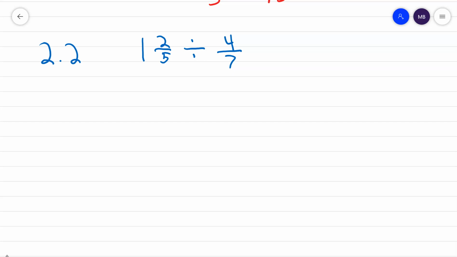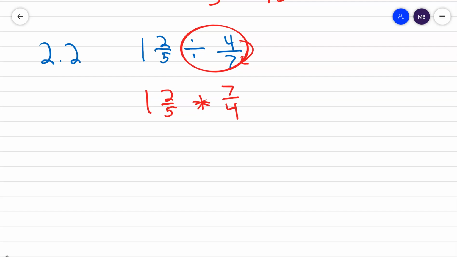In 2.2, we learned about dividing mixed numbers and fractions. So how do we divide? Maybe you remember, we don't divide. We multiply by the reciprocal of the divisor. So I'm going to rewrite this problem. I have 1 2/5 times the reciprocal of that divisor, 7/4. And this is just like we did above.